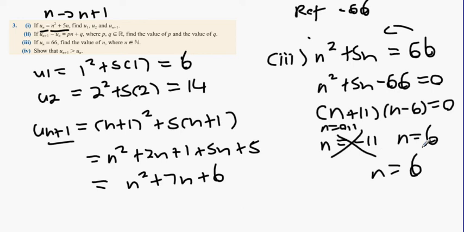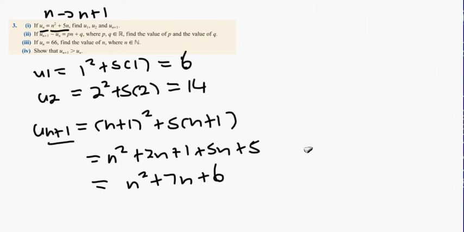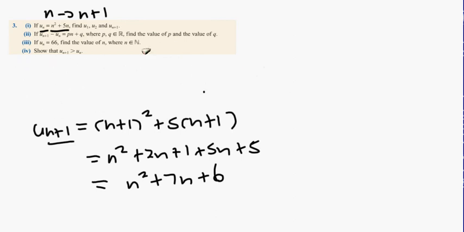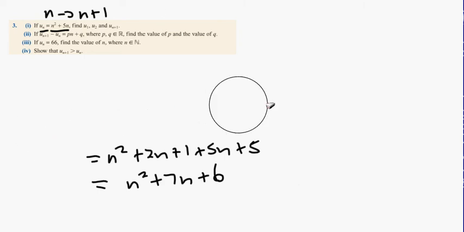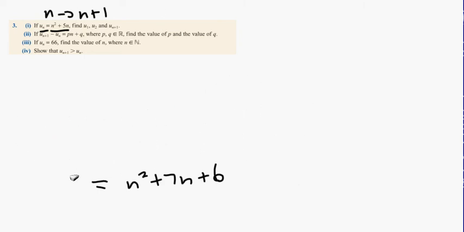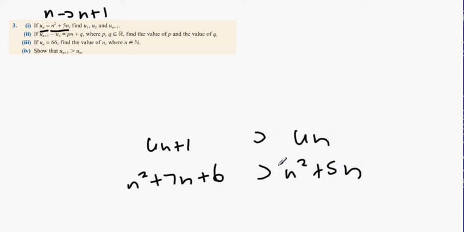Now, show that u of n plus 1 is bigger than un. So we're going to take our u of n plus 1 answer from earlier, and we need to prove that it's bigger than un. So what we have here is u of n plus 1, which is n squared plus 7n plus 6. And then we're going to show that it's bigger than un, and un is basically n squared plus 5n.